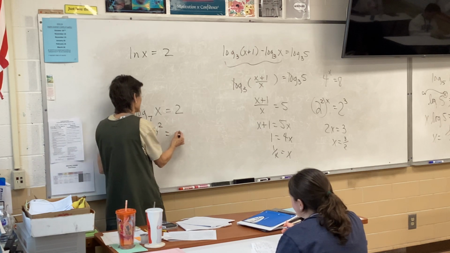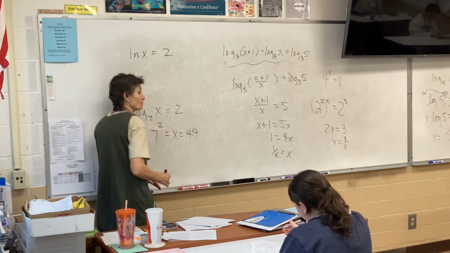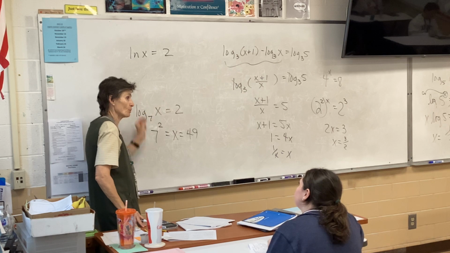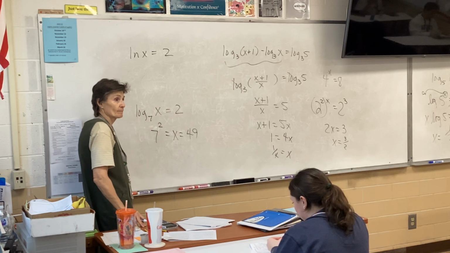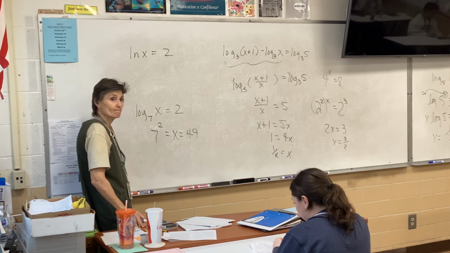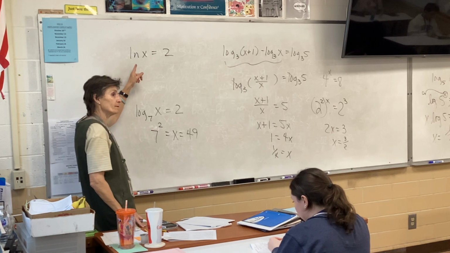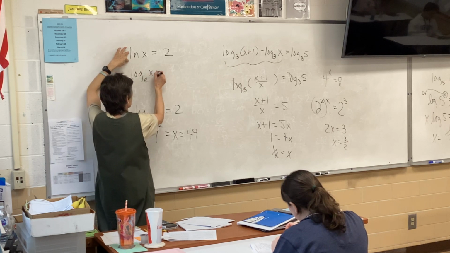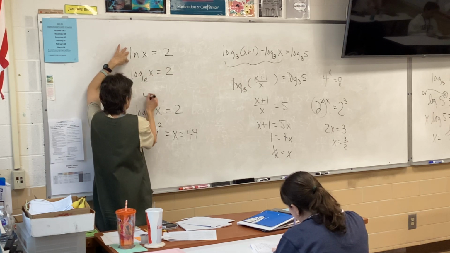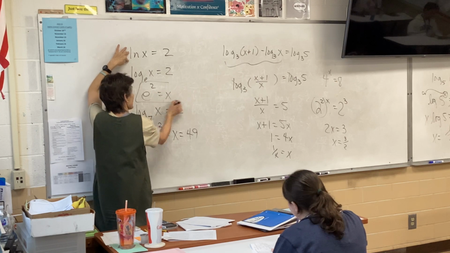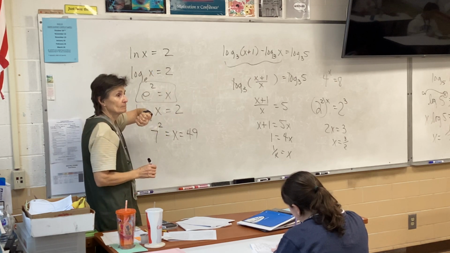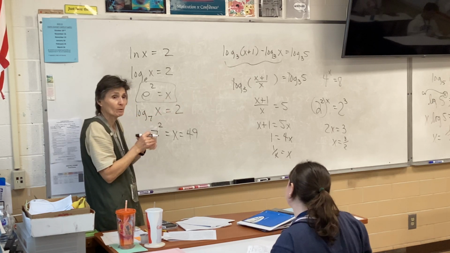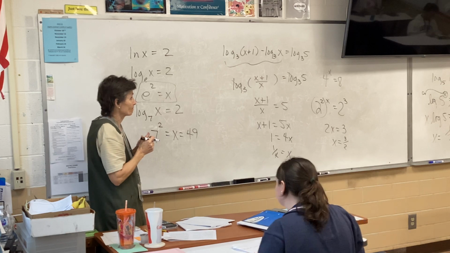7 to the second equals x, so x is 49. If you have log equals number, you're gonna loop-de-loop. Can I loop-de-loop on this one? Yeah, this is log base e, because ln is log base e. So e to the second equals x, and that's it, e to the second. E is a number like pi. It's perfectly okay. It's not a variable, it's a number, just like pi.